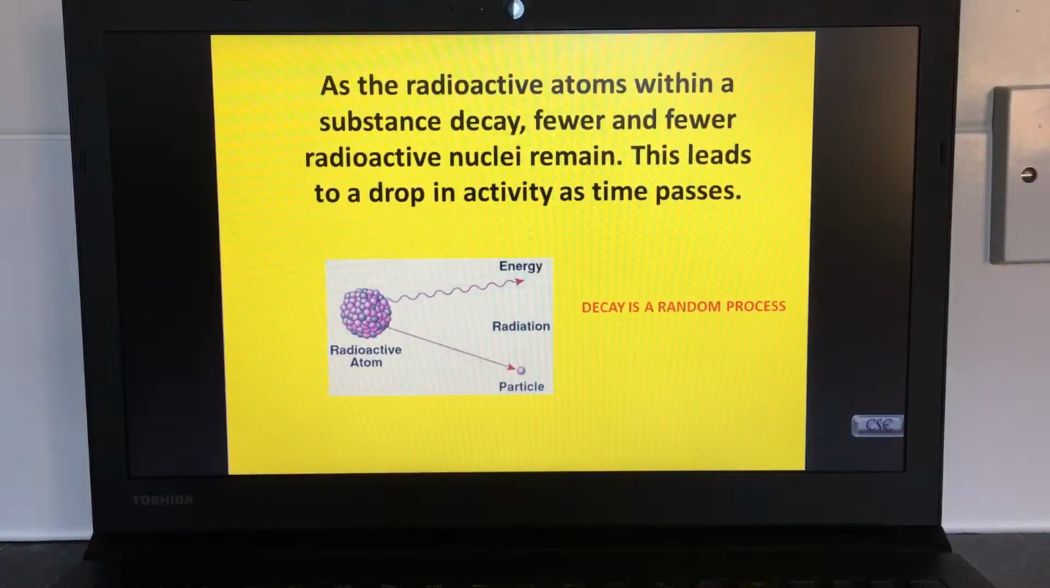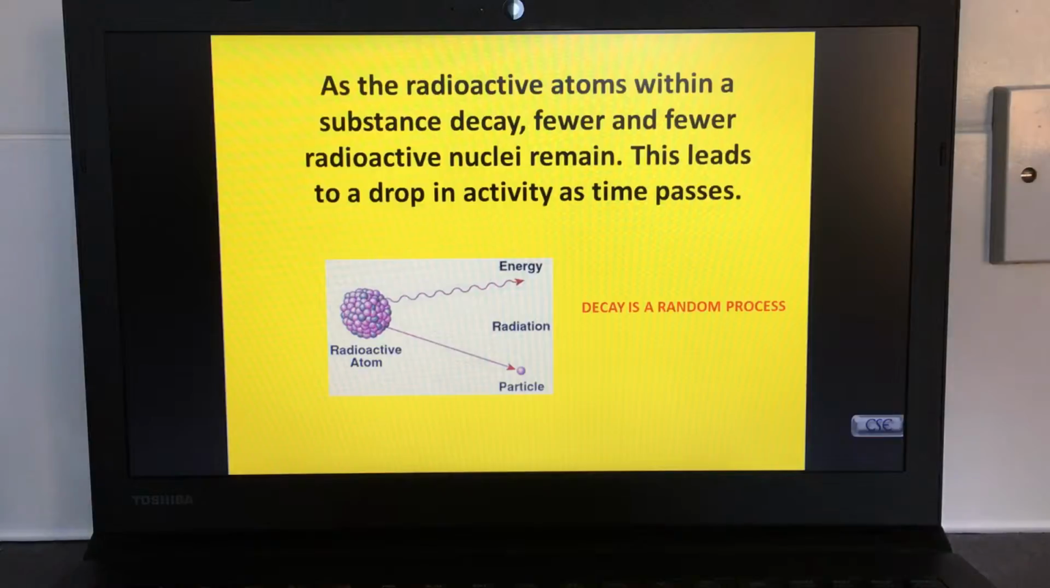As all radioactive atoms decay, fewer and fewer radioactive nuclei will remain, which means that the activity rate of that atom will drop, okay? So it's not giving out as much radiation. Now, radioactive decay is a random process, and this happens when radioactive isotopes want to be at a lower energy level, so they do this by emitting alpha, beta and gamma. So it's a random process.